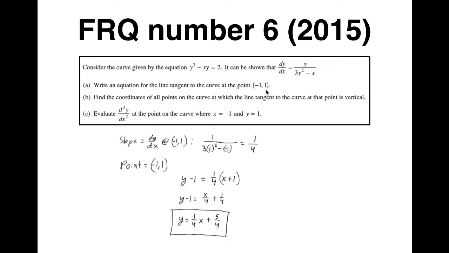is done by using the derivative. Let's look at student A. The student wrote that we need a slope and we need a point. The point is negative 1, 1, and the slope is dy dx, or y prime. And to find it, we need to substitute x equals negative 1 and y equals 1. The student does that and finds that y prime equals 1 over 4.